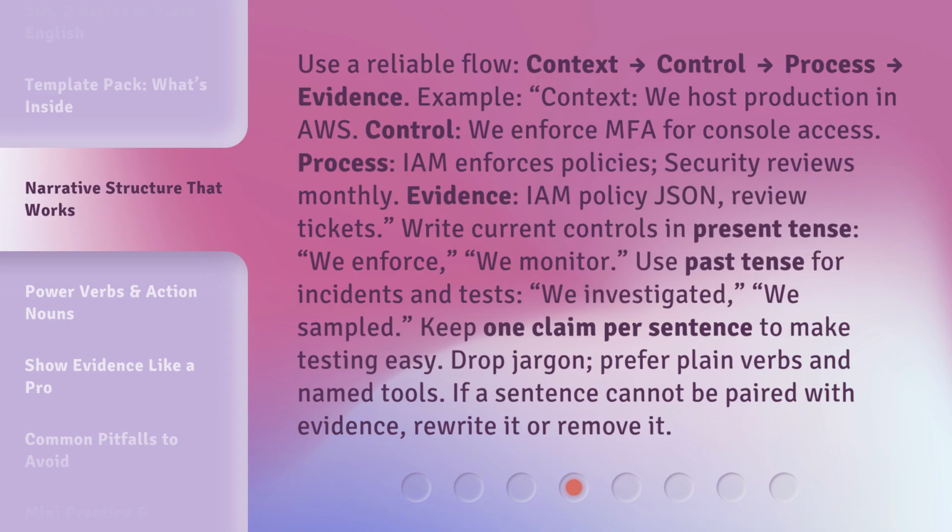Write current controls in present tense. We enforce. We monitor. Use past tense for incidents and tests. We investigated. We sampled. Keep one claim per sentence to make testing easy. Drop jargon. Prefer plain verbs and named tools. If a sentence cannot be paired with evidence, rewrite it or remove it.